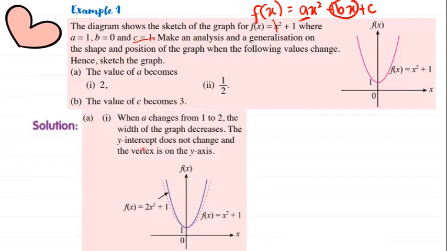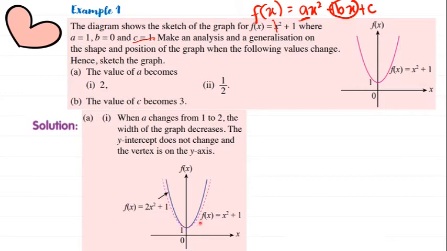The first one, when A changes from 1 to 2, the width of the graph decreases. The y-intercept does not change and the vertex is on the y-axis. The blue one is the new one and the red one is the original one, f(x) equal to x squared plus 1. This is the red dot. When A increases from 1 to 2, the width becomes smaller, so it goes inward.